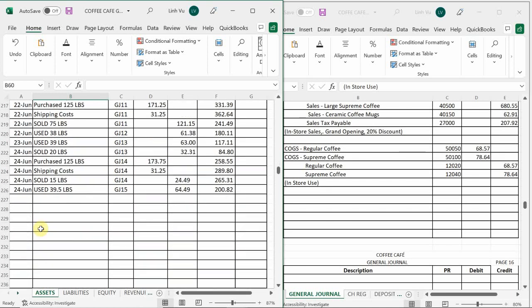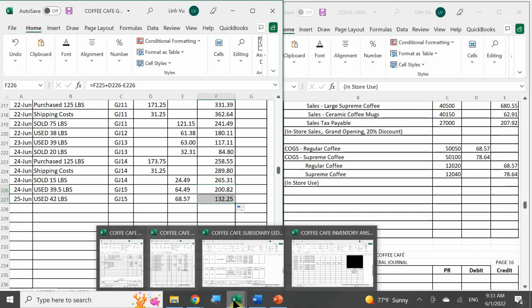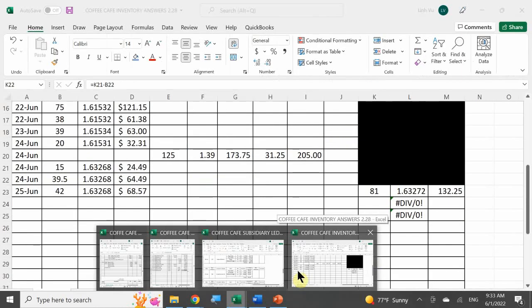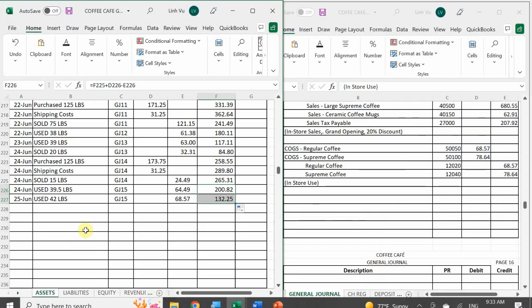Okay, here's my regular coffee. I used 42 pounds. And that cost me $68.57. So that should leave me with $132.25. And does that match my inventory worksheet? Yes, it does.